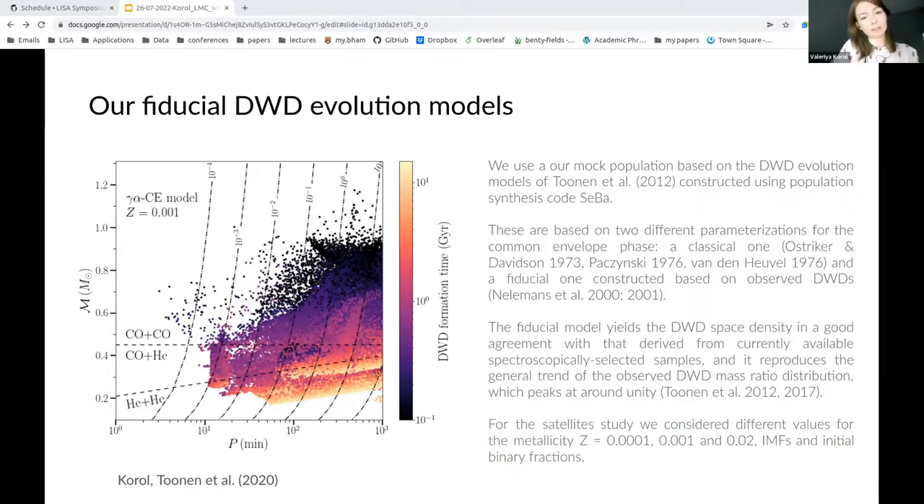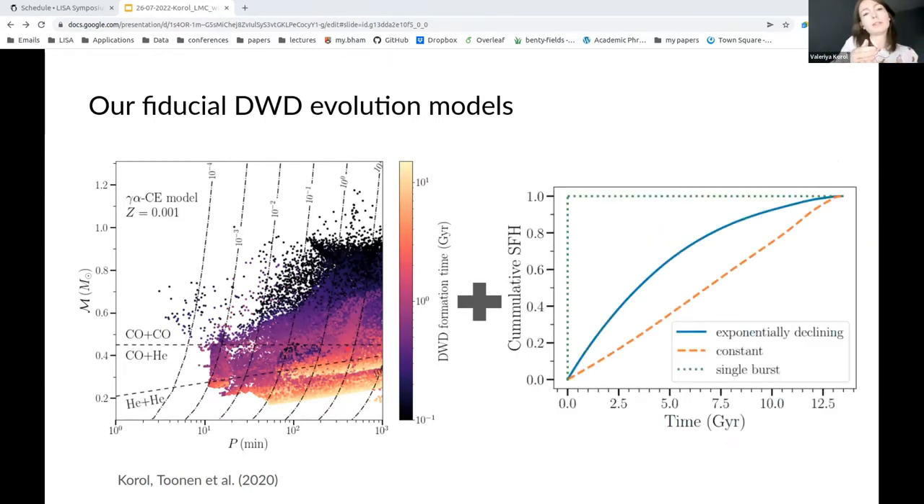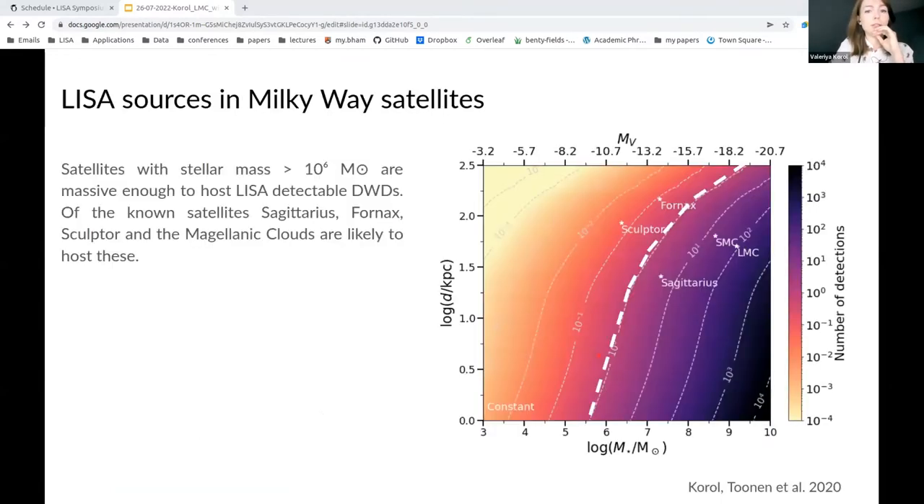Now we take this population and we place it at the position of the satellite, and we inject our binaries at the rate that is dictated by the star formation history. Here I'm using some examples, and let me, without going much into detail, show you the results. In this plot, we are looking at the number of detections in color as a function of the satellite stellar mass and the distance from us. We repeat this study for different star formation histories, IMFs, metallicities, and so on. This is just one illustration, one simulation.